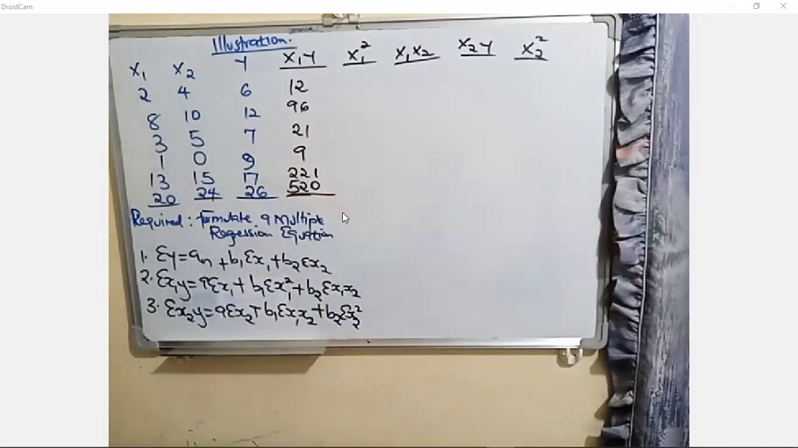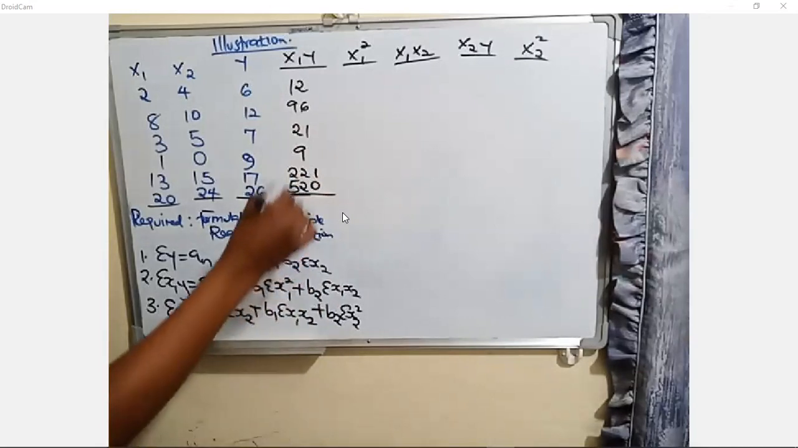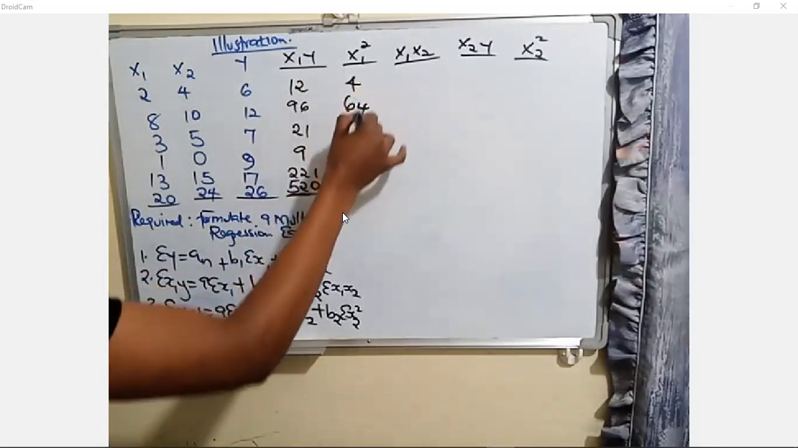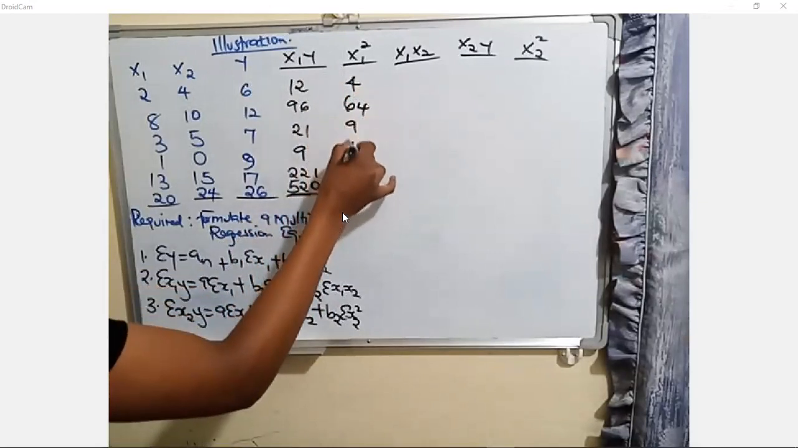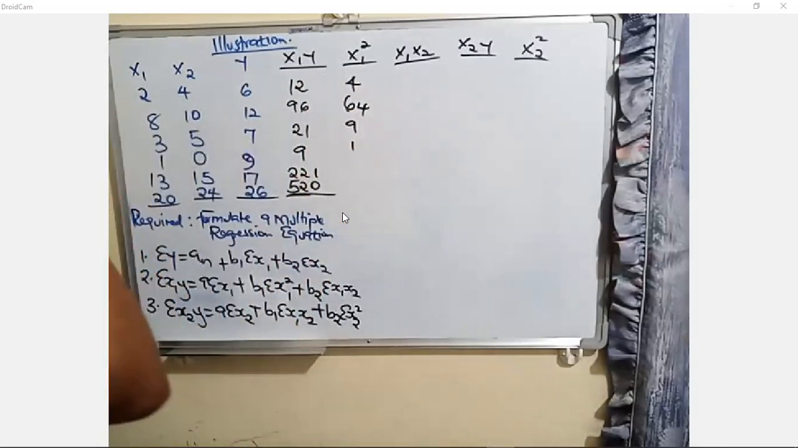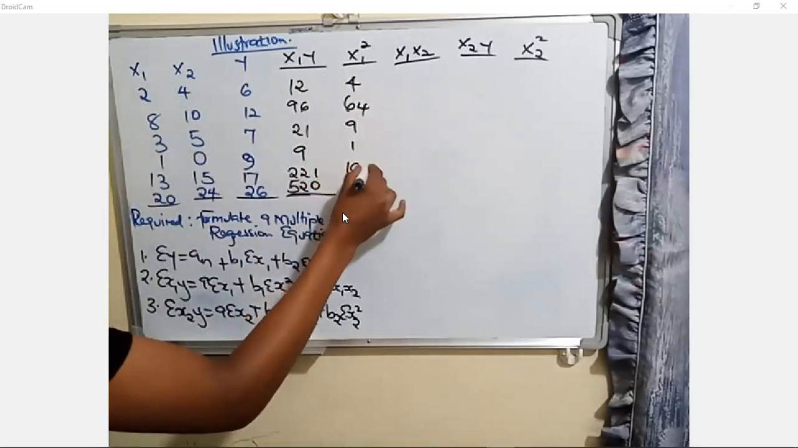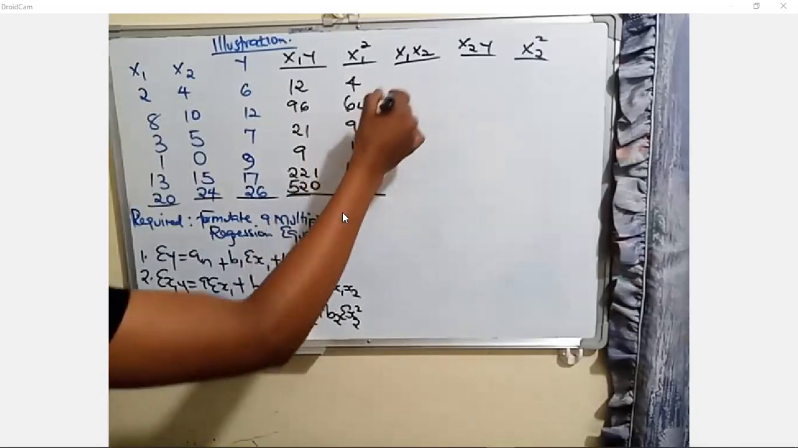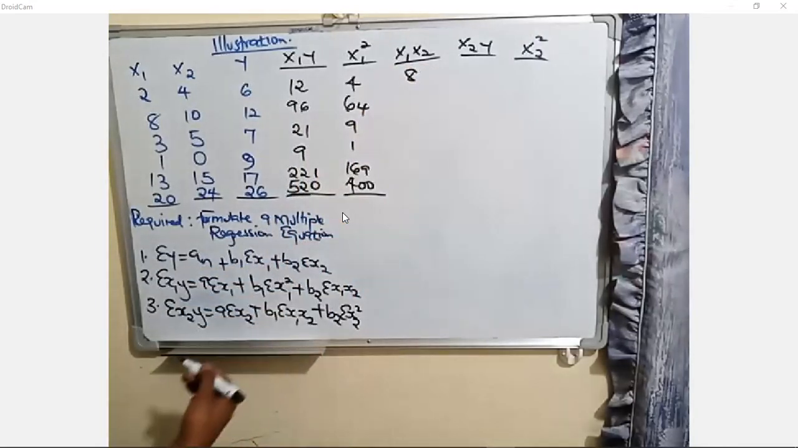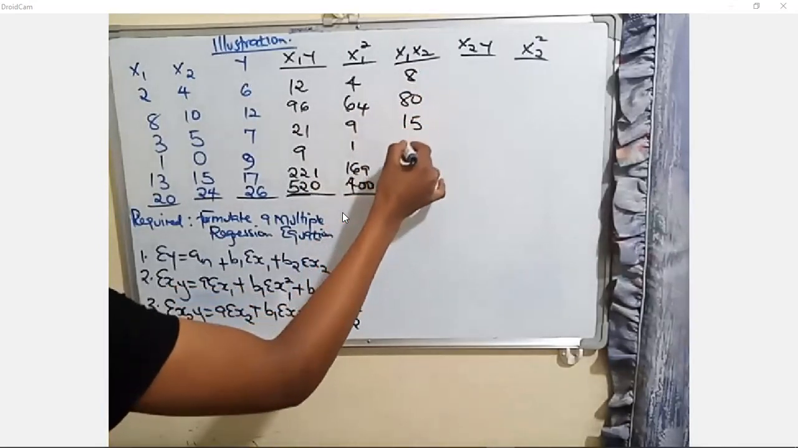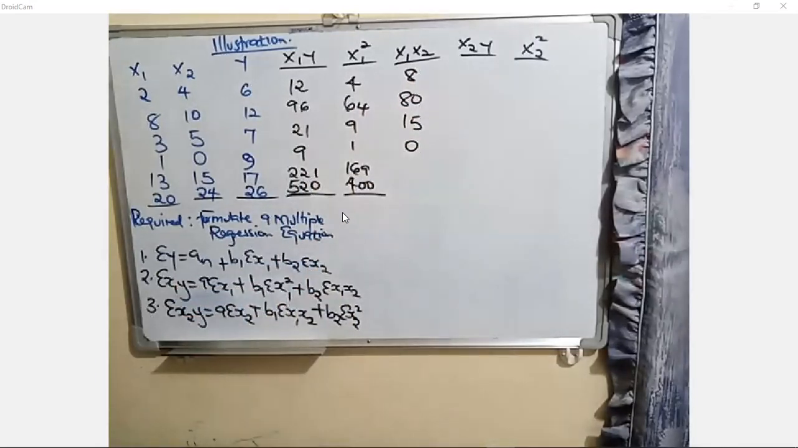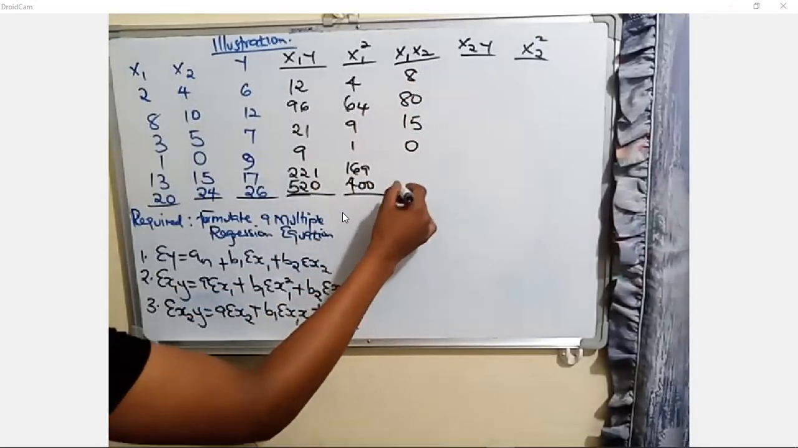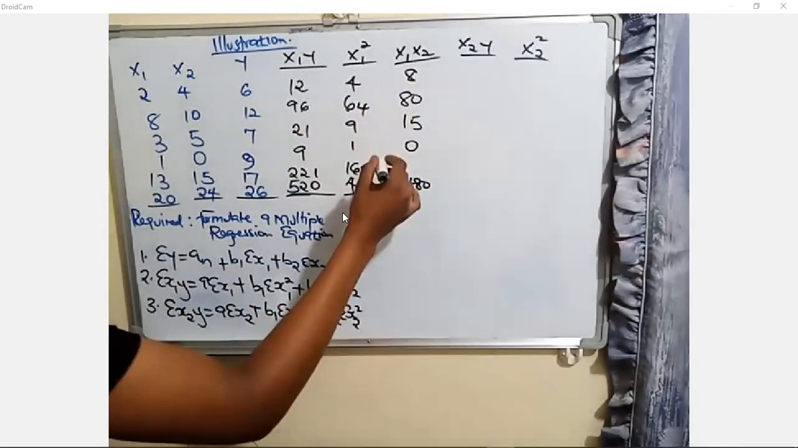Someone else? X1 squared? 4, 64, 9, 1, 169, 2400. Thank you. Then x1x2 we have 8, 80, 150, and the last one I know is 480, 195.